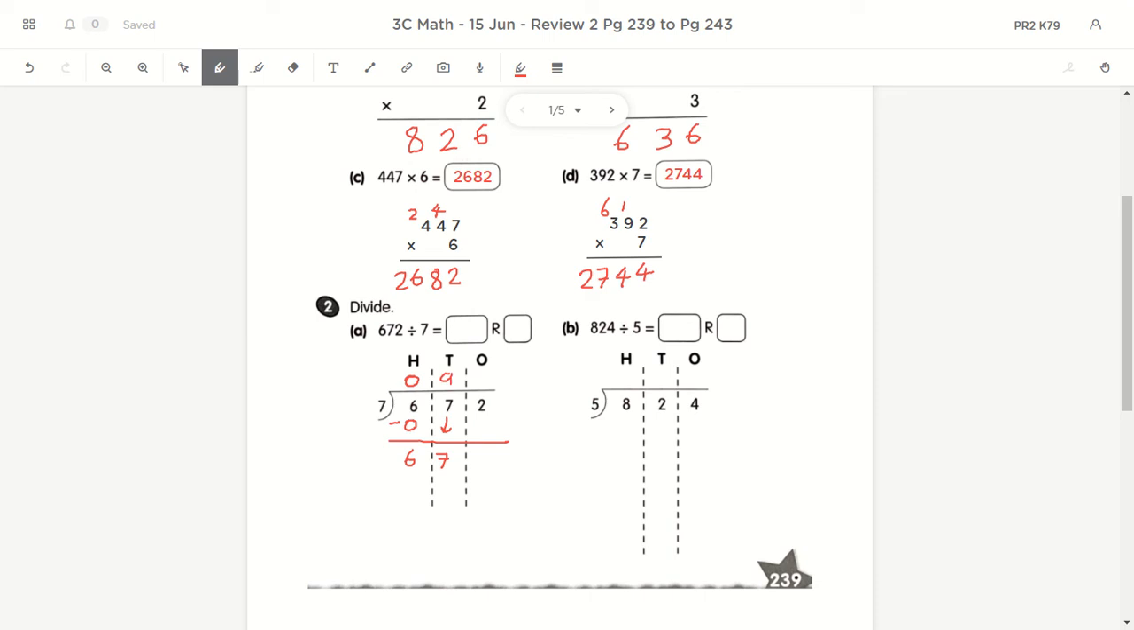7 times 9 give you 63. And then of course 67 minus 63 give you 4. Continue bringing down 2. So 7 times 6 give you 42. Make sure you complete all the way to the bottom. So answer here is quite straightforward. This is 96 R 0.